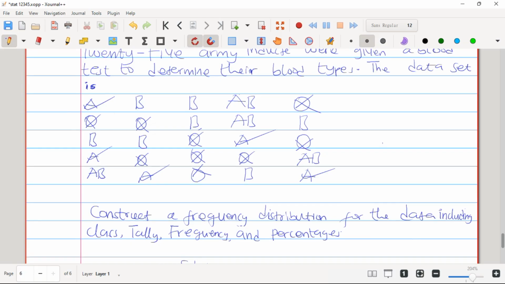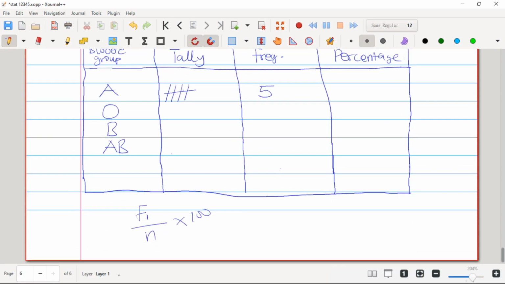That's blood group O. Means you're having the blood group O occurred about 9 times, and then 1, 2, 3, 4, 5. 1, 2, 3, 4. Right? So this is how the tally will be constructed.